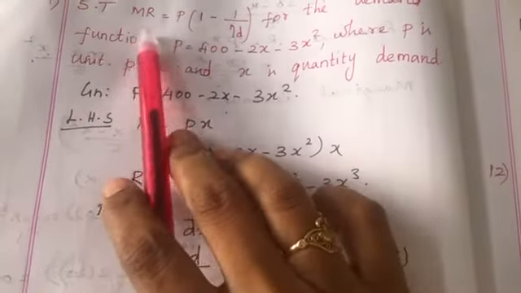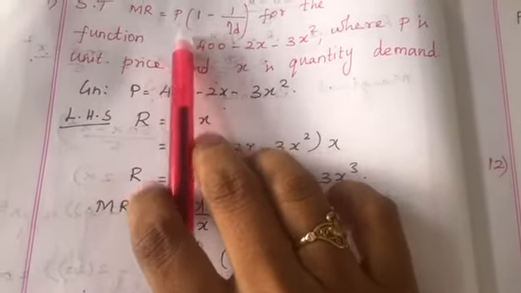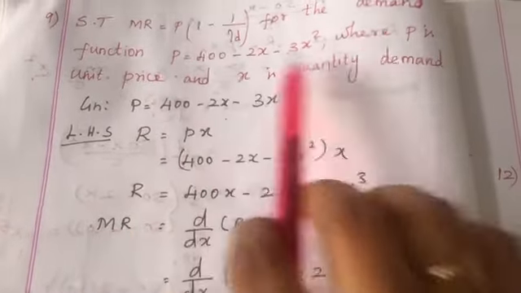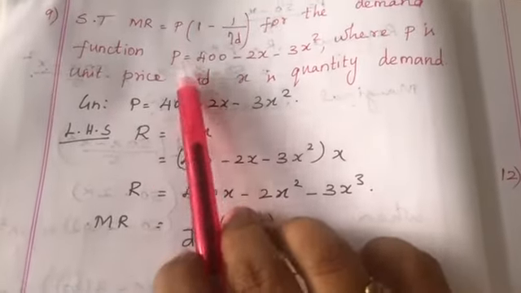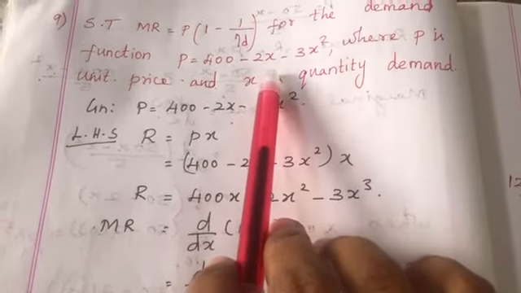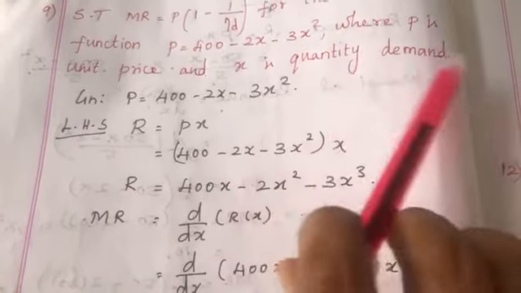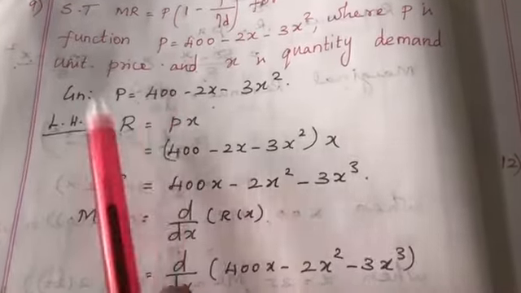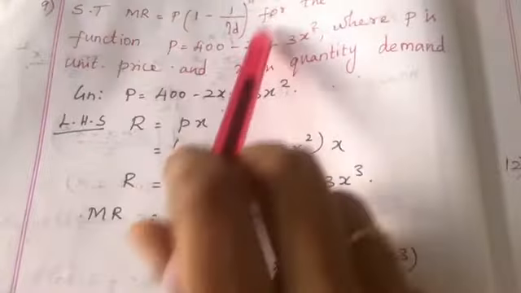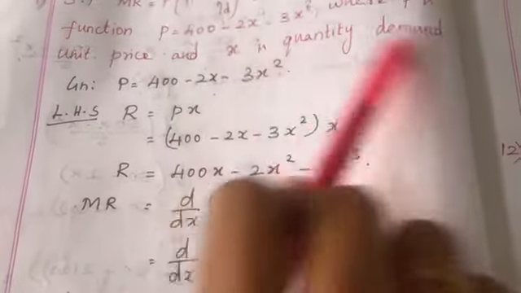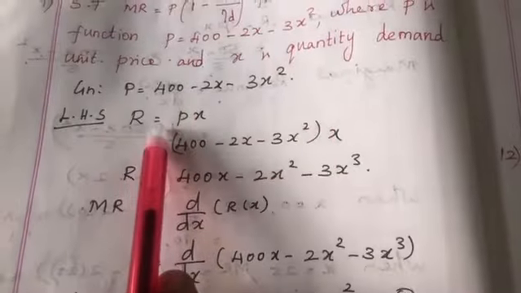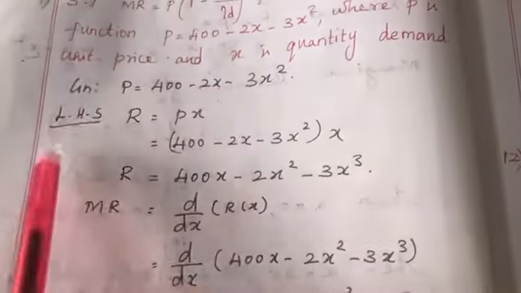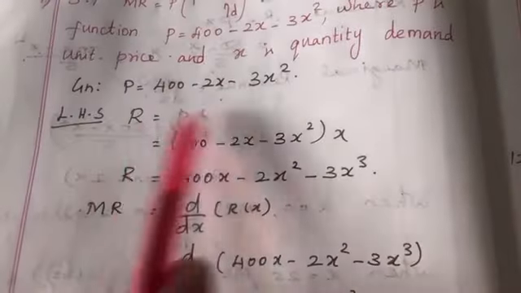Ninth one. Show that MR is equal to P into 1 minus 1 by eta D, for the demand function P is equal to 400 minus 2x minus 3x square, where P is the unit price and x is the quantity demanded. So P is given, we have to show these two are equal. Okay, so first we have to find the left hand side, MR, marginal revenue.